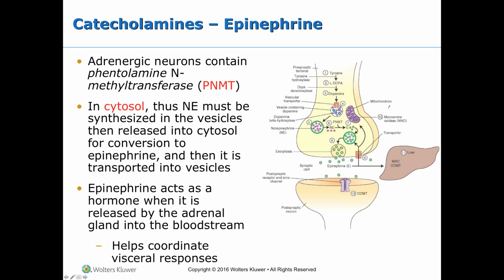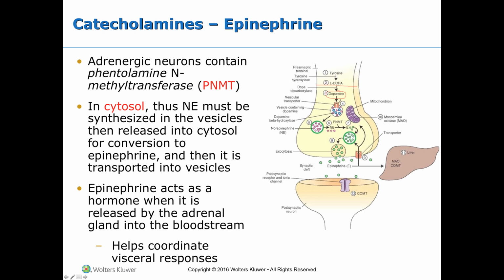So the last catecholamine is epinephrine. These are known as adrenergic neurons, and these adrenergic neurons contain phenylethanolamine N-methyltransferase, or PNMT. PNMT exists within the cytosol. So this is like a roller coaster for epinephrine-containing neurons, because tyrosine, through tyrosine hydroxylase, will go into L-DOPA. Dopa decarboxylase is the enzyme that creates dopamine.